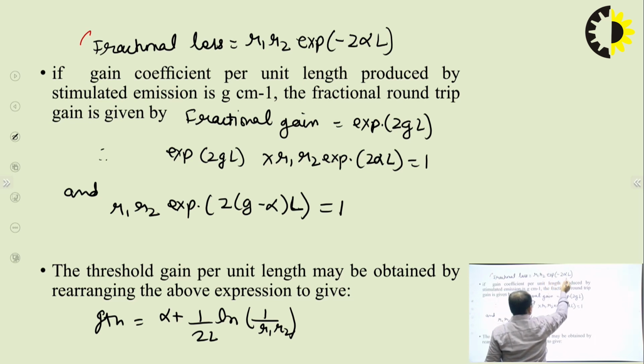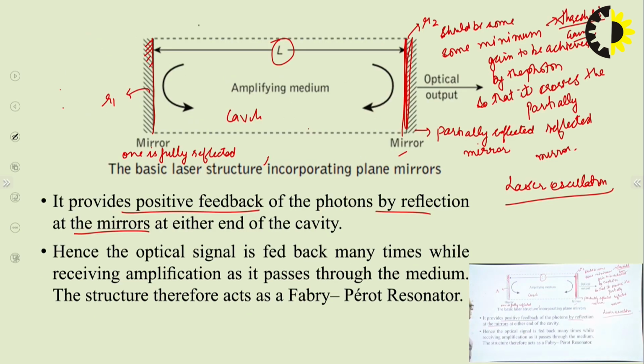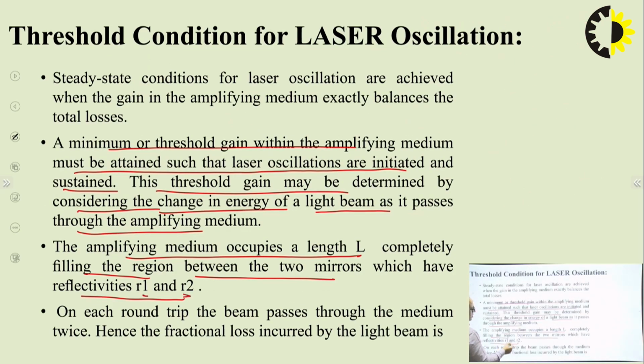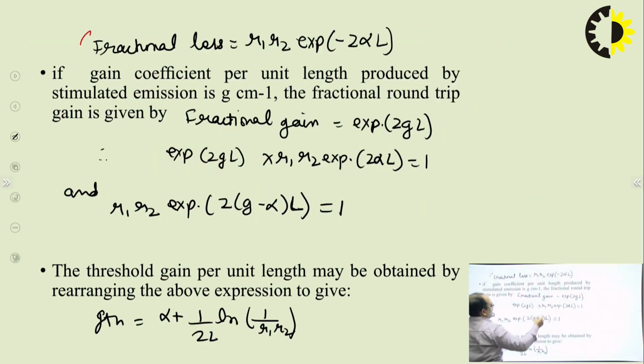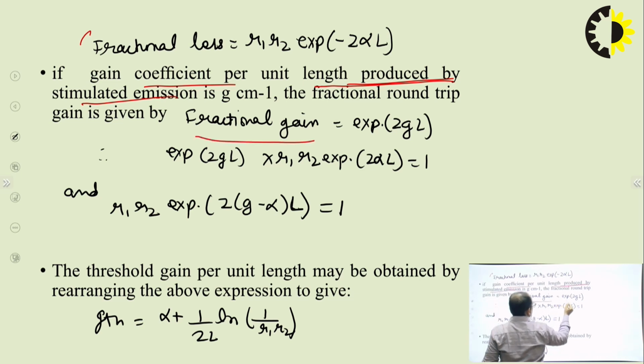R1 into R2 exponential e to the power minus 2 alpha L. Here R1 and R2 are the reflectivities, and alpha is the attenuation in the cavity. Now, the gain after positive feedback, produced by the gain coefficient of the stimulated emission, is given by the fractional gain equal to e to the power 2 G L, because the fractional round trip gain is given by this.